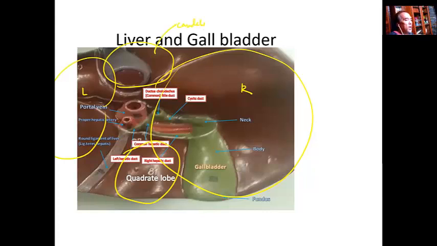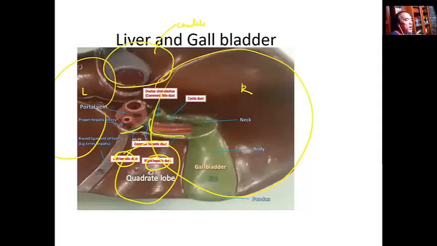Okay, so now we're going to identify the ducts. This one is embedded to the gallbladder towards the left. So this is my left hepatic duct. This one is embedded to the liver. That's my right hepatic duct.